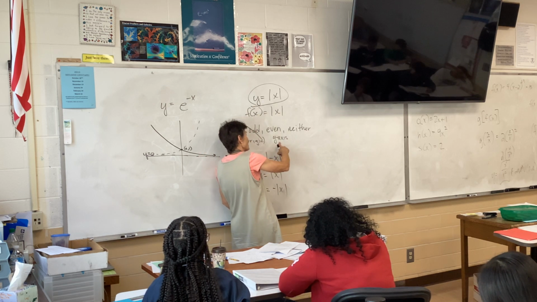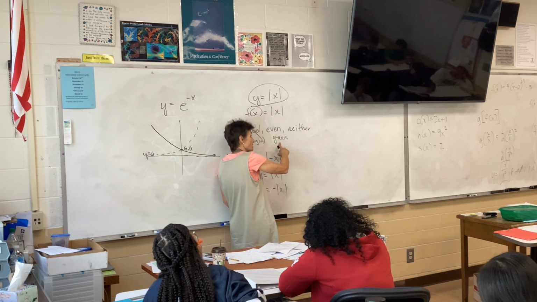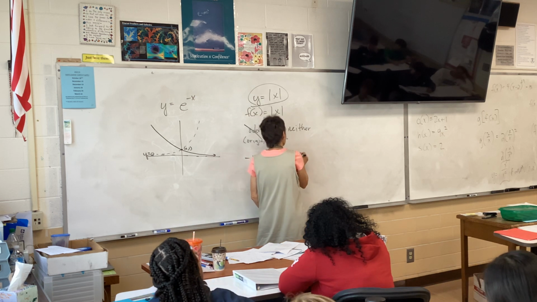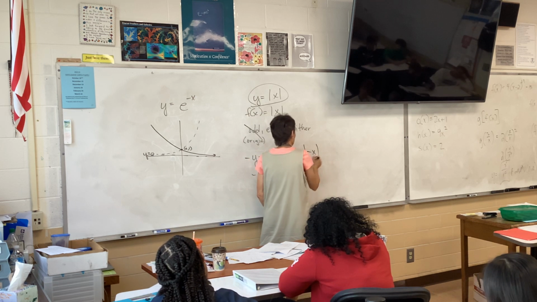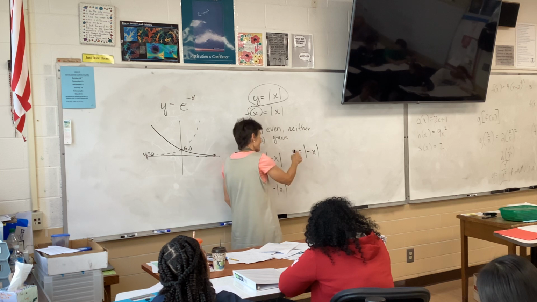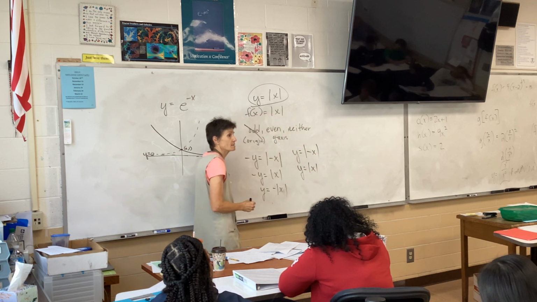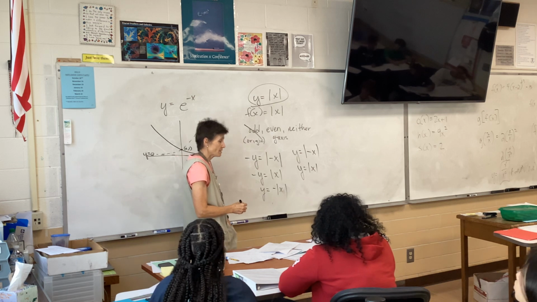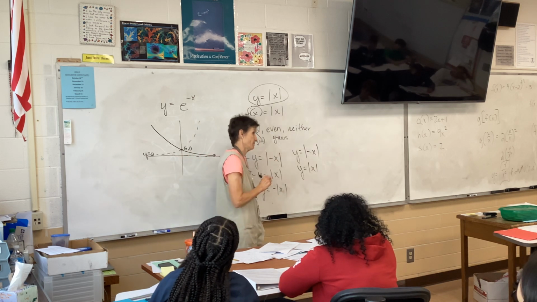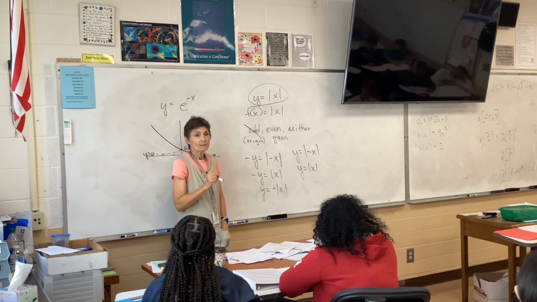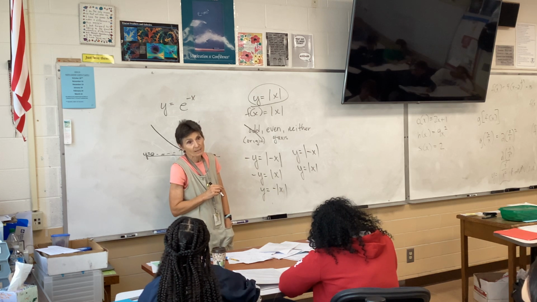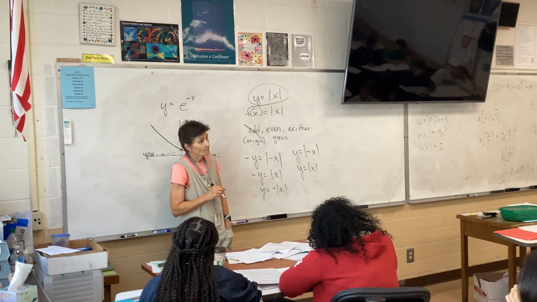What's the test of symmetry for the y-axis? So y equals absolute value of negative x. Is that the same as the original? Yes. So the answer to the question is, it's even. Why is it even? Because it has symmetry about the y-axis.